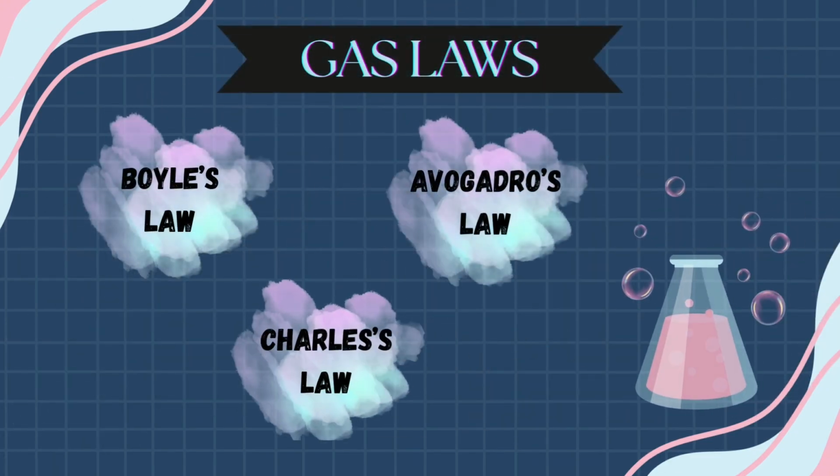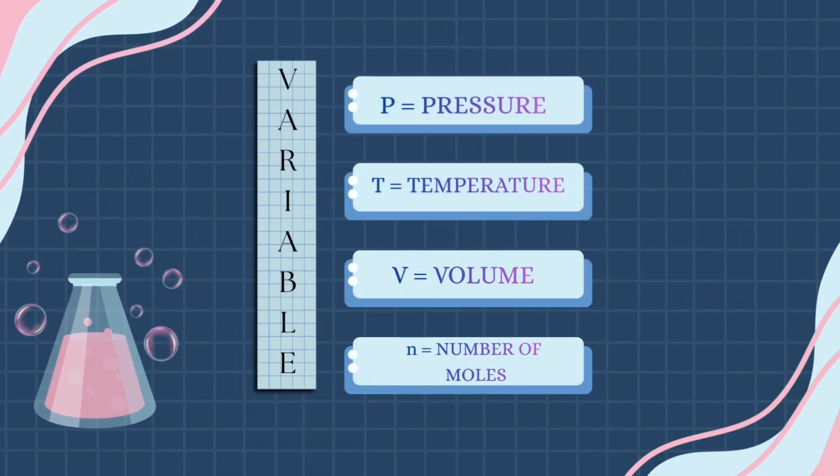In gas laws, we have Boyle's law, Avogadro's law, and Charles's law. The variables are P for pressure, T for temperature, V for volume, and n for number of moles.